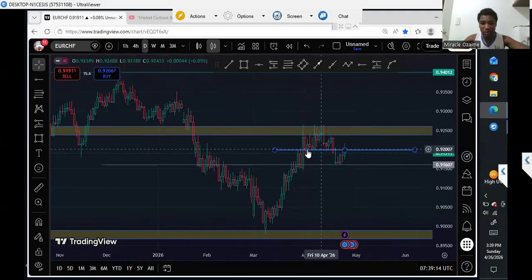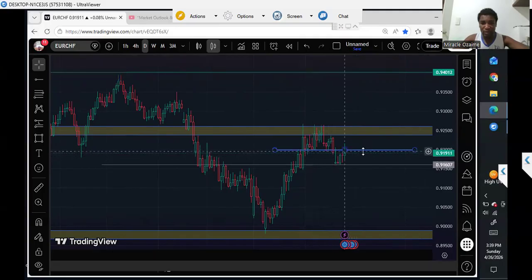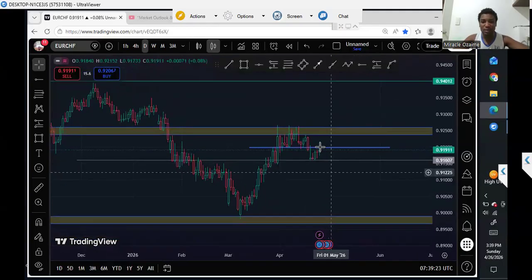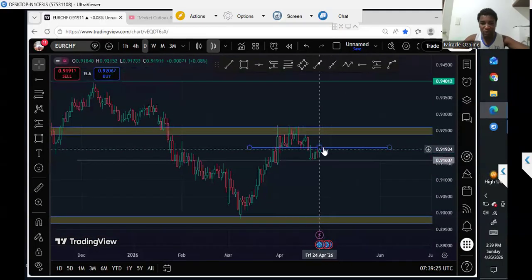However, I'm going to be concerned about this neckline, because this could easily be a retest for a drop towards the downside. So it's all about how the market is going to react at this region for next week. It's all about how the market is going to react at this region.